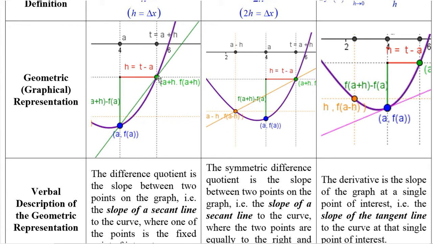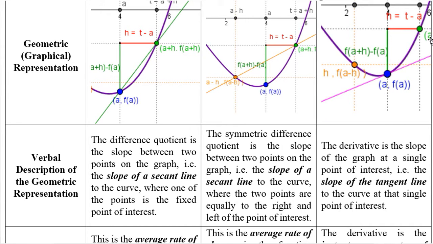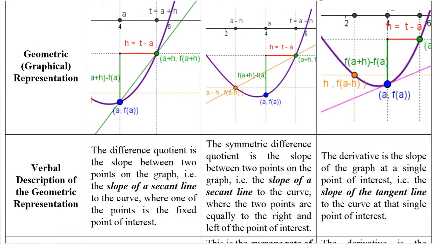And so this gives you a nearby point. So a, f of a is one point on the graph, and then we have a nearby point, a plus h, comma, f of a plus h, and we find the slope between those 2 points. That is the slope of that green secant line to the curve. So in words, the difference quotient is the slope between 2 points on the curve, that is, the slope of a secant line to the curve, where one of the points is this blue fixed point of interest.